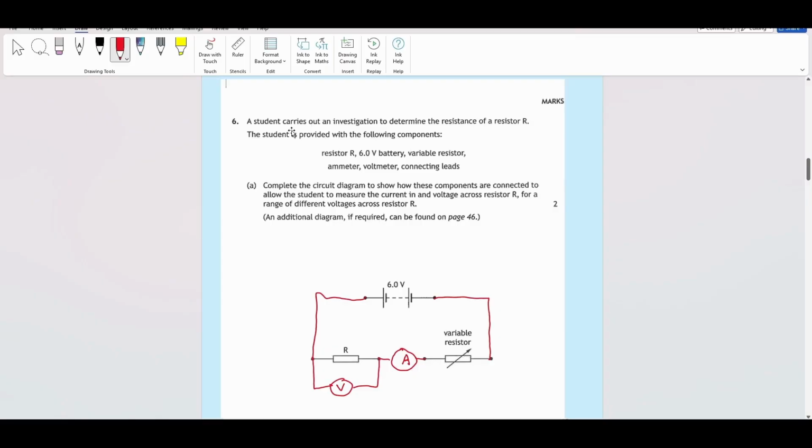So question 6, we're asked to complete the circuit diagram to show how components will be connected, and we have these circuit components to use. So we need to measure the voltage across the resistor R and the current in resistor R. So you should know that ammeters are always connected in series, and this will measure the current in resistor R since the current is the same. And to get the voltage across R, we connect a voltmeter across R, and this will give us our answer.